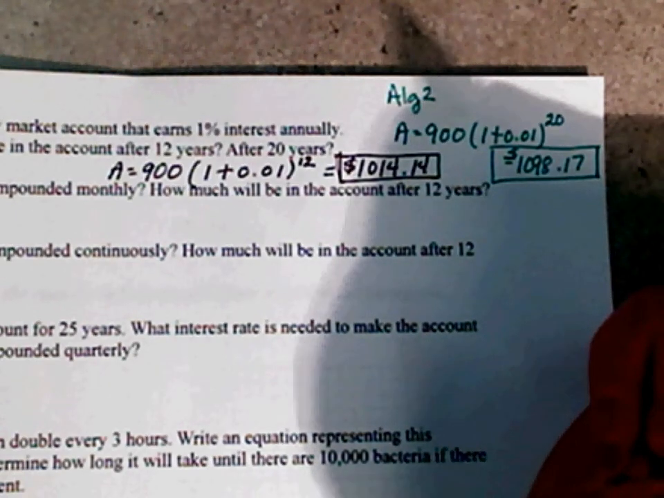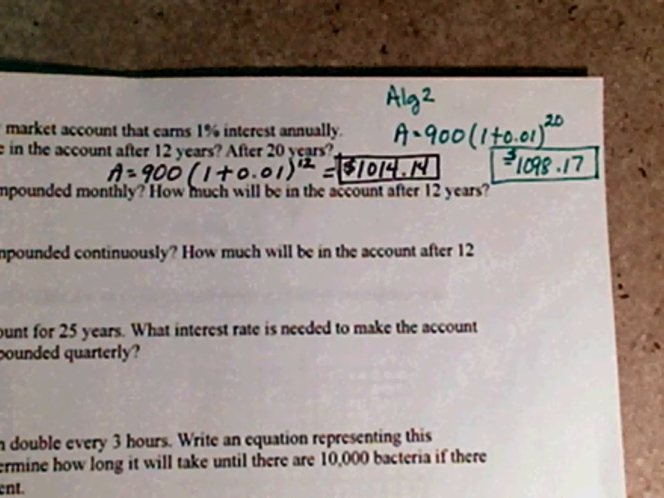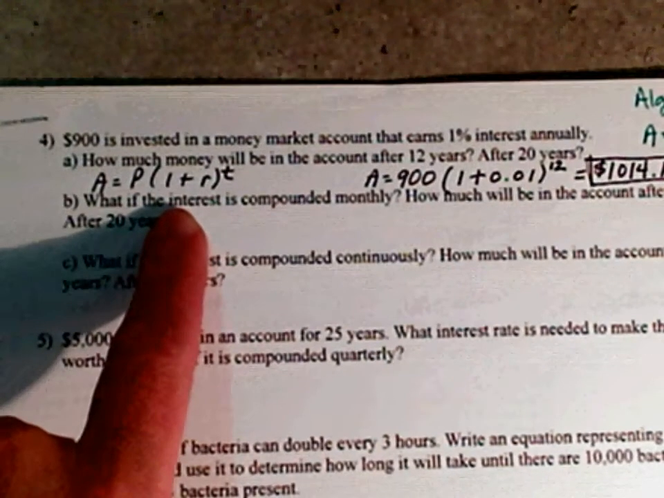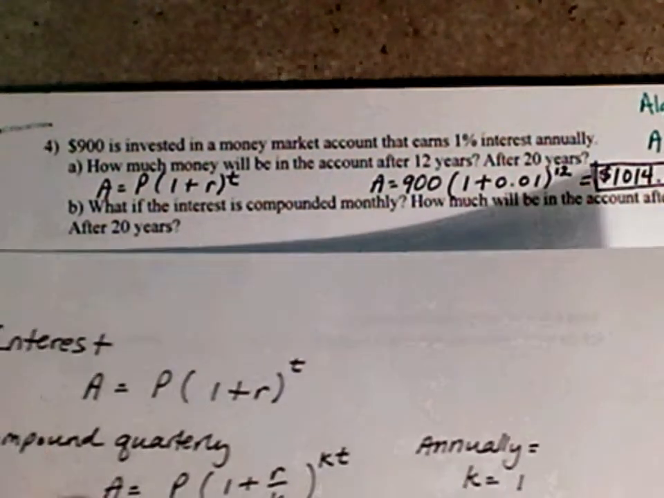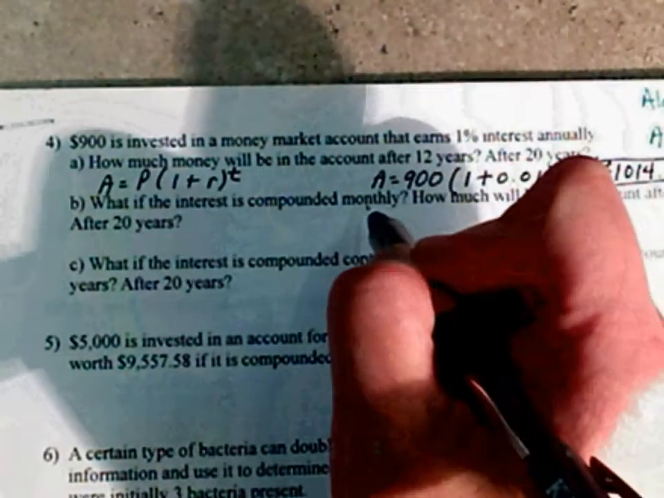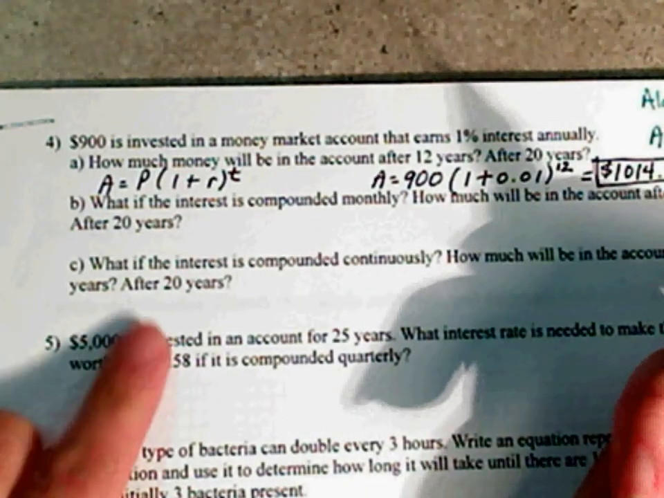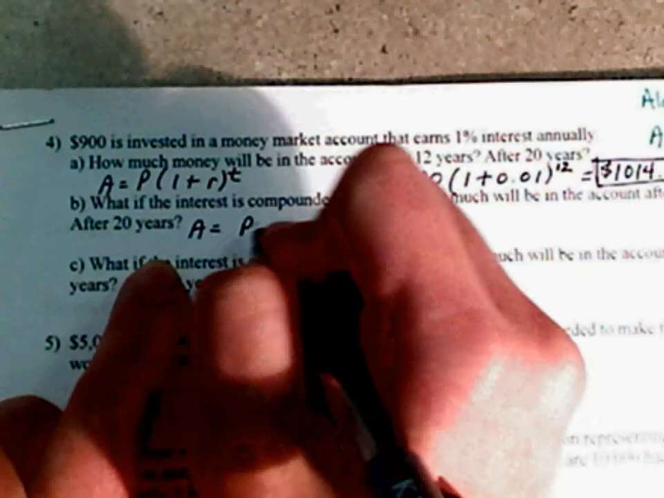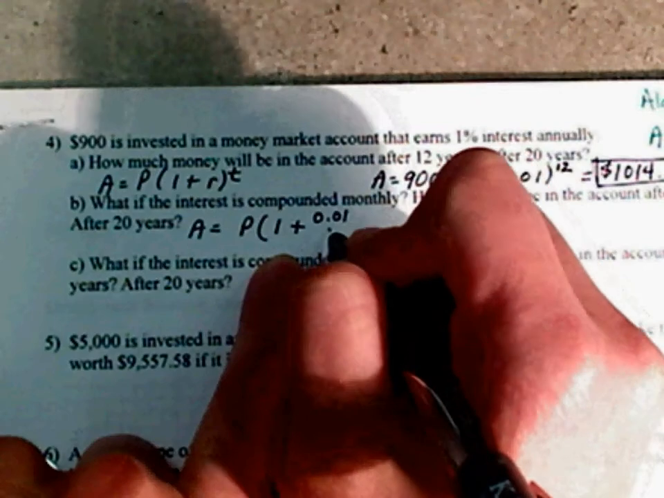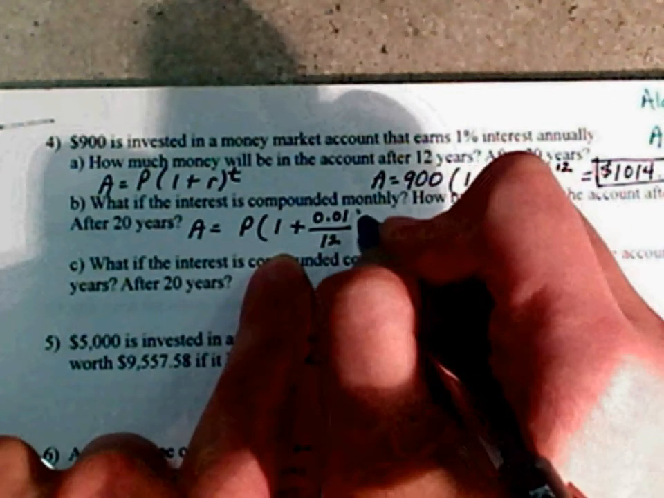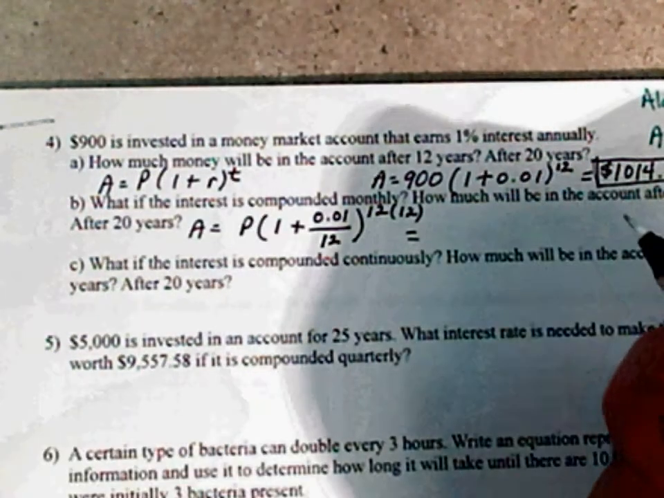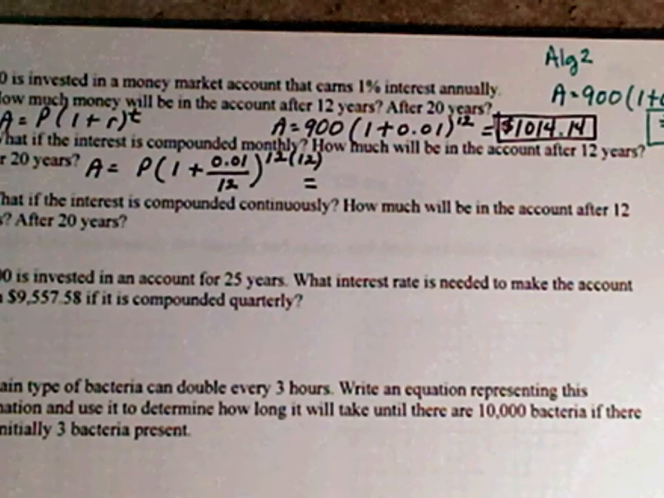Part B says, what if the interest is compounded monthly? Hence the word monthly. So you can't use that same formula. Which formula are you going to use? This one right here, the second one, because it says compound monthly. If it's monthly, your K is going to be 12, okay? So, A equals P, 1 plus, what is your rate? The rate is the same, 0.01. Monthly, there's 12 months in a year, raised to 12 times 12. Just like that, okay? Type that into your calculator just like you see it.